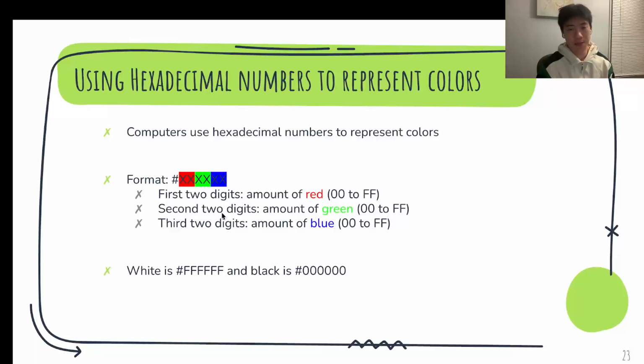The first 2 digits is the amount of red in hexadecimal. So it can be 00 to FF, amount of red. The second 2 digits represent the amount of green, 00 to FF. And the last 2 digits represent the amount of blue, 00 to FF. White is FFFFFF because in computers and in light, white light is the combination of all different colors of light, and black is 000000, because it is the absence of light.